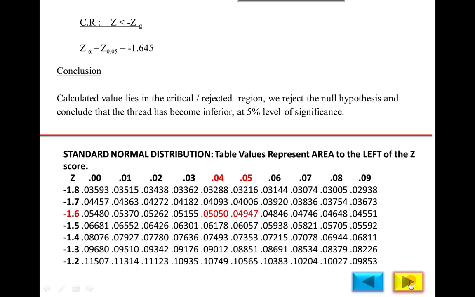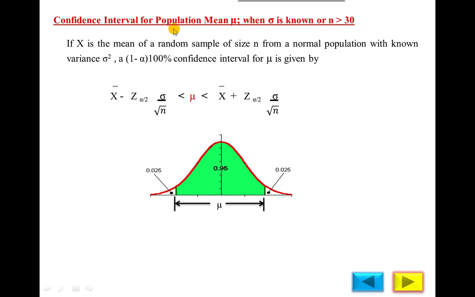Okay. Now the next topic, confidence interval for the same condition, for the population mean when sigma is known or n is greater than 30. The statement is the same: if x bar, this is x bar, the mean of a random sample of size n from a normal population with known variance sigma square. In the previous topic we used the words unknown variance sigma square. Here it is known variance sigma square. A 1 minus alpha times 100% confidence interval for mu is given by.